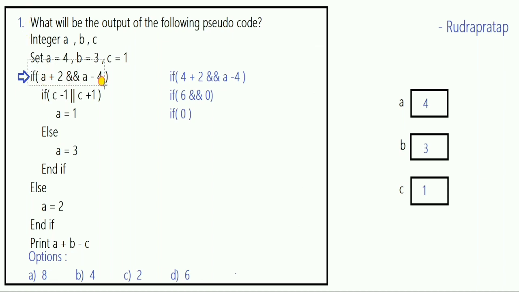In the if condition we have statement a plus 2 and then a minus 4. Value of a is now 4, so 4 plus 2 and then 4 minus 4, and after that we got one condition as 0. We know that if any condition of an AND operator is 0 then it will return 0. After that we have to move to the else part.